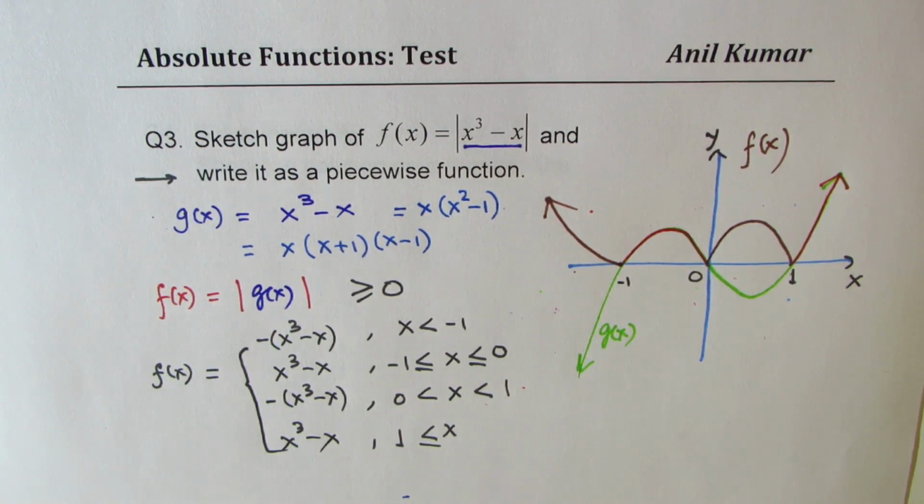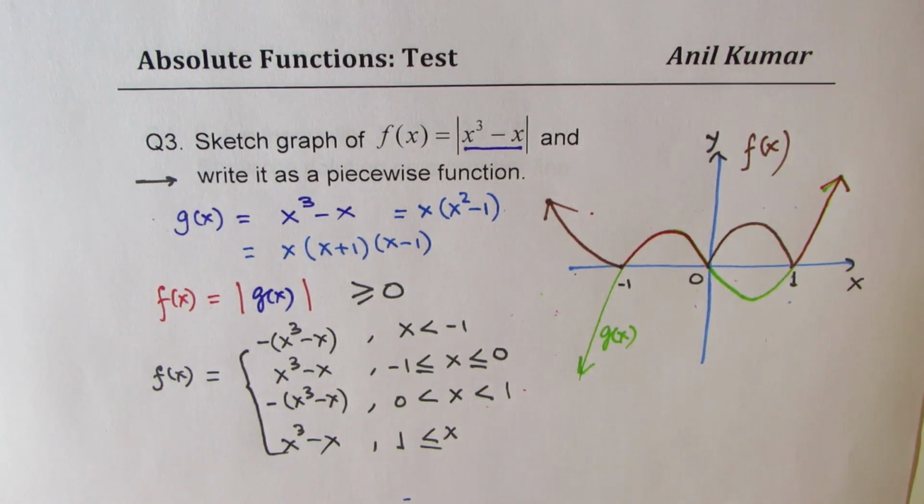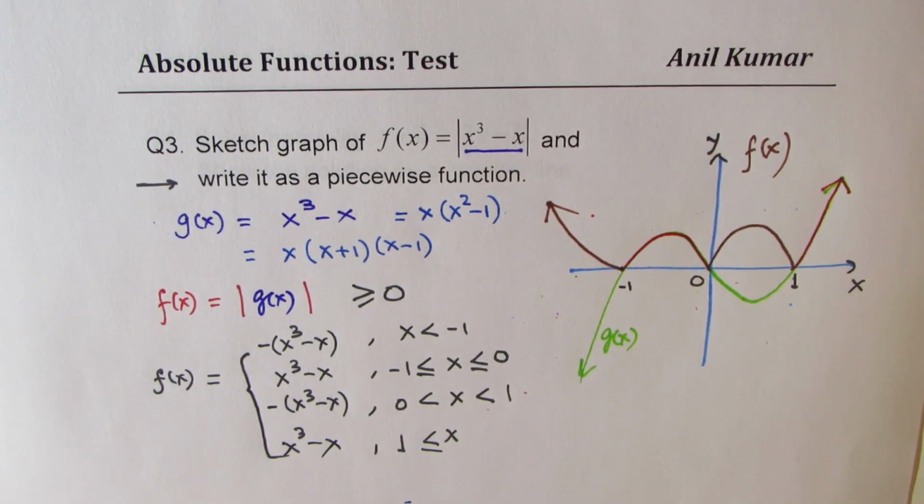So I hope this concept is clear. So any absolute function could be seen as a combination of a few pieces which are joined together at their zeros, as seen here in this particular graph. So it's a huge concept, and I hope that helps you to understand how to solve most of the absolute function equations and inequalities. Let's move on and take up the next question, which is based on inequality.